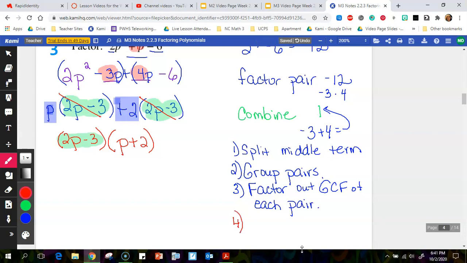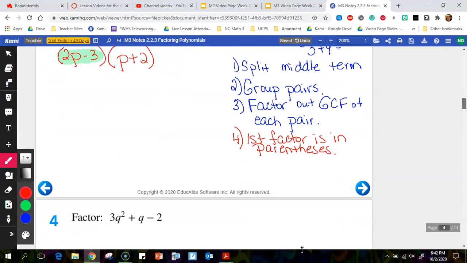The first factor is in parentheses. And the second factor is what's left over. Now we're going to do another one.